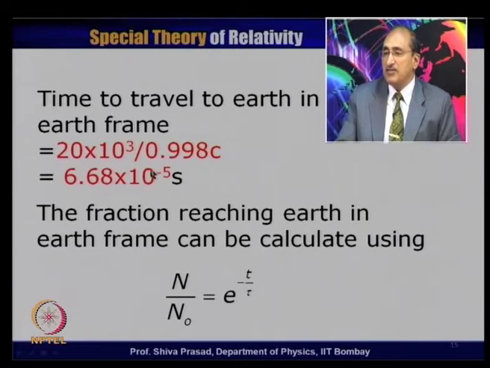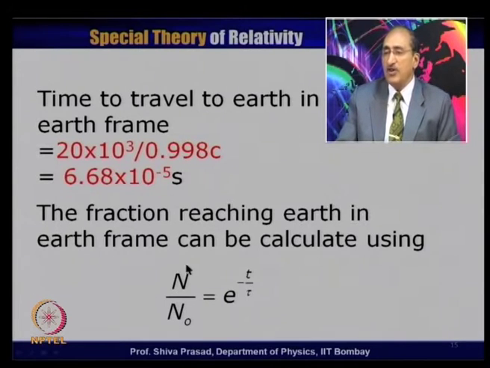Now, if we take this lifetime, we can calculate how much time it will take in the S frame of reference, which I am calling the earth frame of reference, for this particle to reach earth. That will be 20 kilometers divided by the speed of the particle. So, according to an observer on earth, this mu meson must have travelled for a time of 6.68 into 10 to the power minus 5 seconds, approximately 7 into 10 to the power minus 5 seconds.